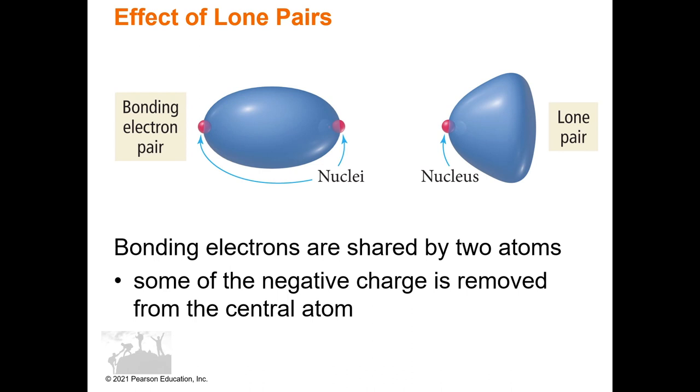Here's a nice visual comparing a bond compared to a lone pair. The bond is found between two atoms or two nuclei, and this is very stable because this negative charge is found in between two positively charged nuclei. With the lone pair, you see how much space it takes up. So if there was a bond here between the two nuclei, it's going to affect the bond angle. The lone pair will affect the bond angle because of its large size.